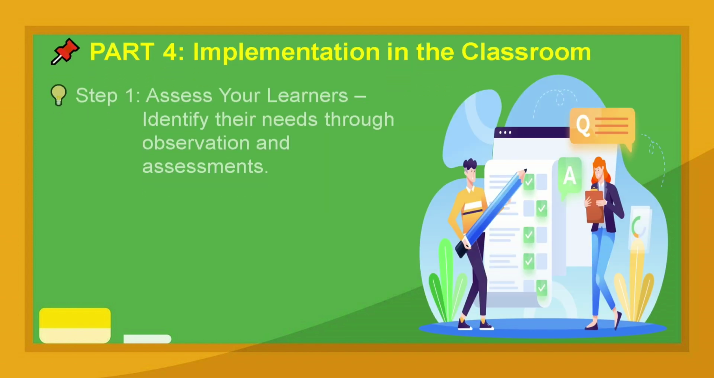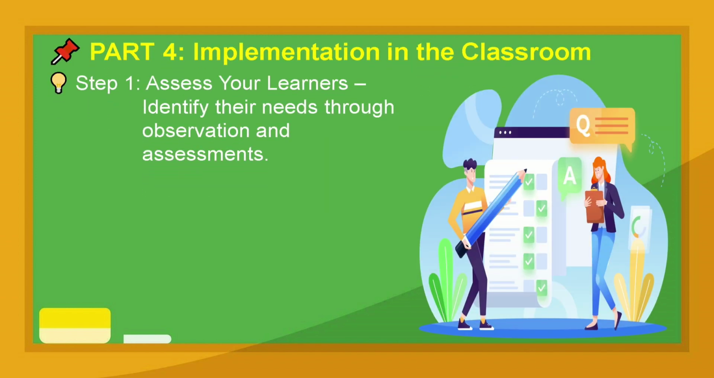So how do we implement these strategies in the classroom? Step 1. Assess your learners. Assessing your learners means understanding their strengths, weaknesses, and learning styles to provide the best support. In an elementary classroom, this can be done through quizzes, observations, and fun activities.